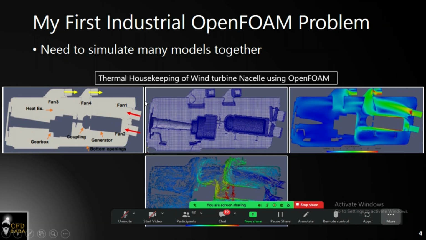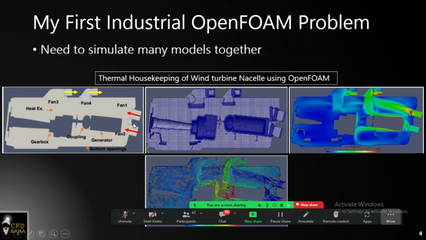So here you can see this problem. It had two fans as inlet, two fans as outlet at the top, and there were heat generating components. So what is this nacelle? If you have observed a wind turbine closely, you will see that behind the wind turbine blades there is a box-like structure. That is called the nacelle. Inside the nacelle, this shaft is connected to the wind turbine blades. Then there is a gearbox, and then the mechanical energy is transferred through the coupling to the generator and then converted to electric energy and sent down through the tall towers on which the windmills stand.